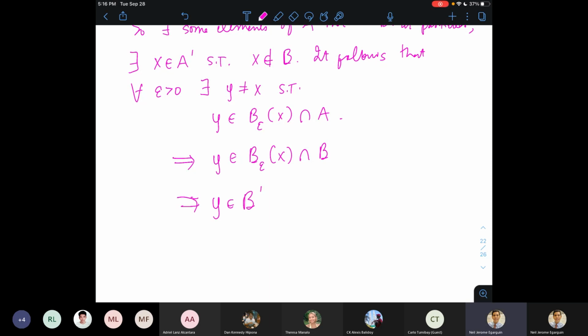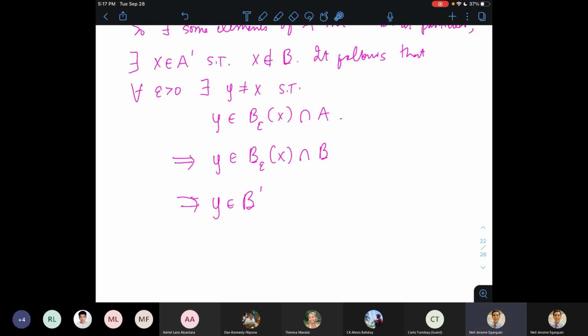Kasi nakakita tayo ng epsilon neighborhood centered at X. Ang intersection niya with B ay may lamang iba aside from X, namely si Y. So ibig sabihin, Y is a limit point of B. Pero what does that tell us?